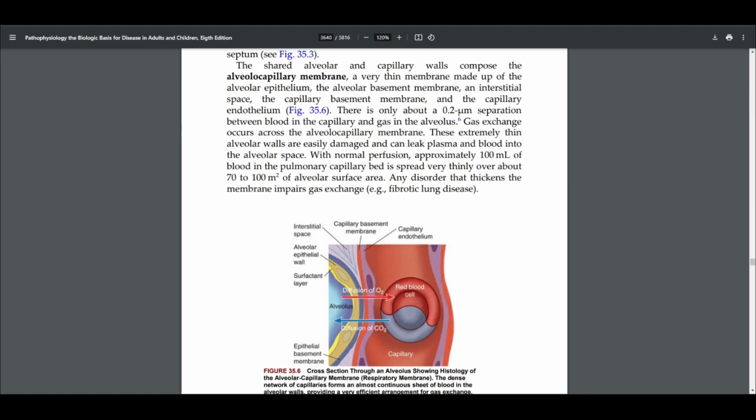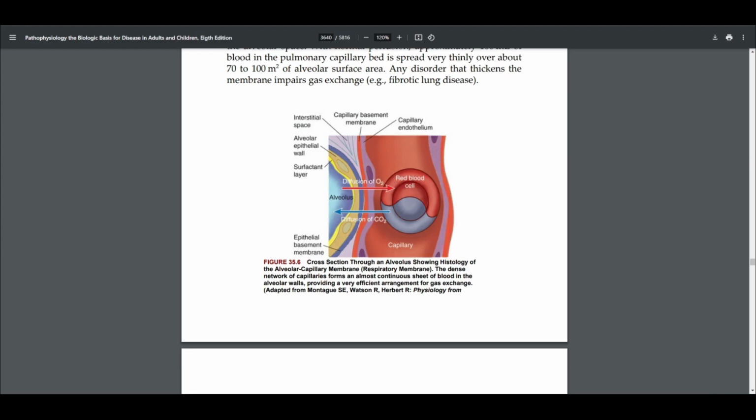These extremely thin alveolar walls are easily damaged and can leak plasma and blood into the alveolar space. With normal perfusion, about 100 ml of blood in the pulmonary capillary bed is spread very thinly over about 70 to 100 square meters of alveolar surface area. Any disorder that thickens the membrane impairs gas exchange, such as fibrotic lung disease.